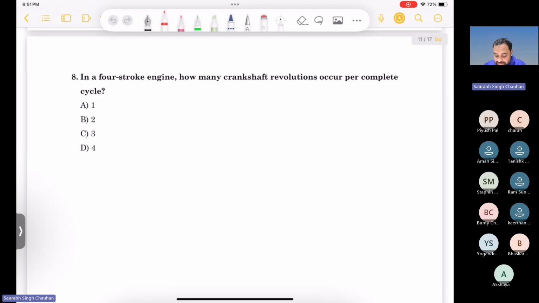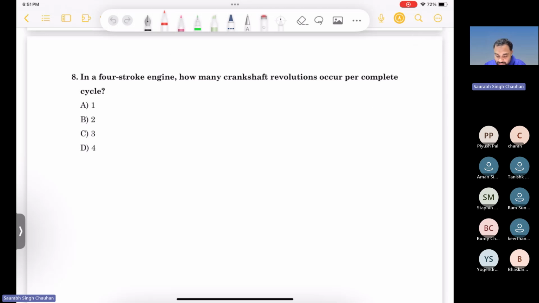Question number 8. It says, in a 4-stroke engine, how many crankshaft revolutions occur per complete cycle? One complete cycle. Two. How many? Yes, correct. Why? Because it is a 4-stroke engine.